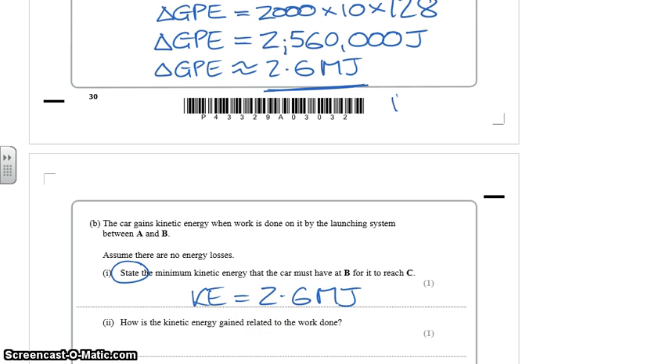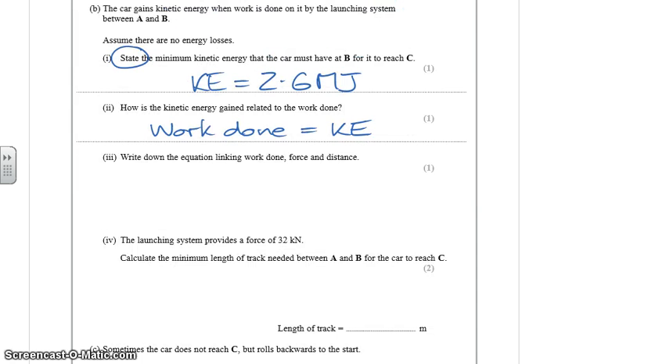Part 2, how is the kinetic energy gained related to the work done? Again, that's quite straightforward. The work done is equal to the kinetic energy, which means that you've got to do work on the car to accelerate it, to give it more kinetic energy, and those, because of the principle of conservation of energy, those two values are going to be equal to each other. Equation linking work done with force and distance, very straightforward.